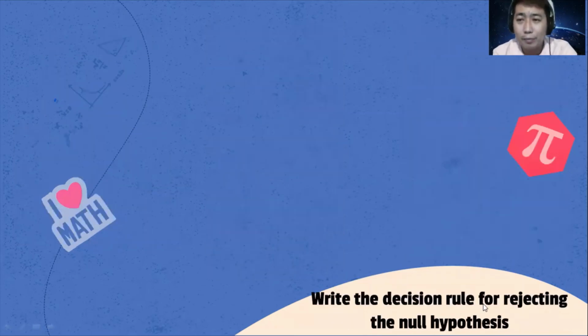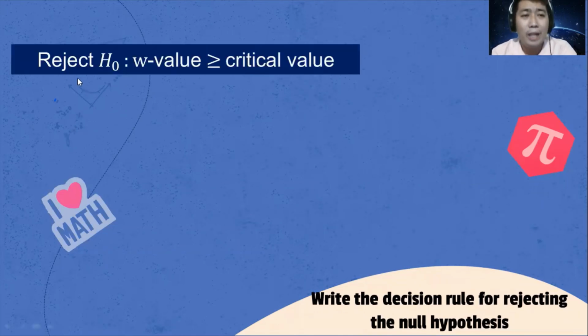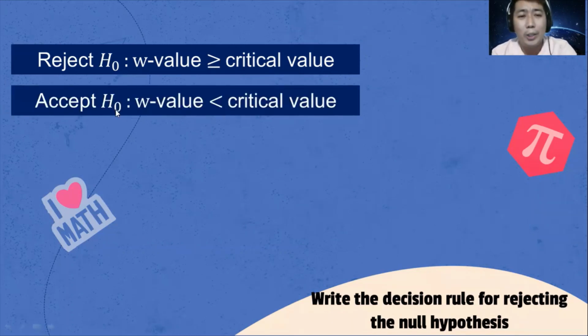Next step, we are now going to write the decision rule for rejecting the null hypothesis. We are going to determine if the null hypothesis is accepted or rejected based on the comparison of Kendall's W and the critical value. We reject H sub 0 if the W value is greater than or equal to the critical value, and we do not reject it if W is less than the critical value.